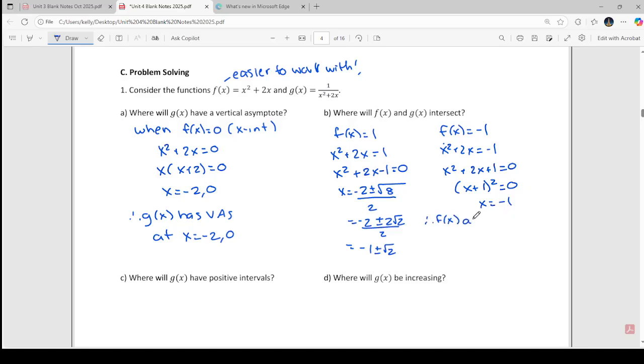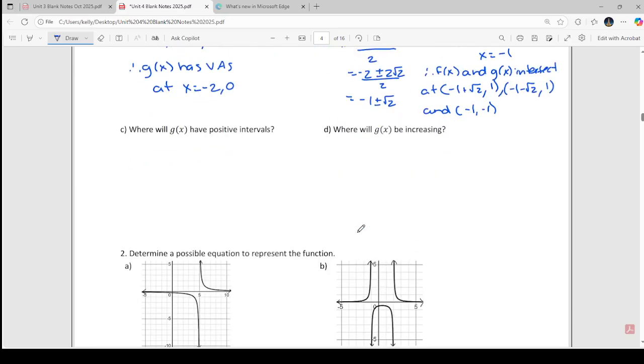So then f and g intersect at 3 points. The first point has an x value of -1 plus root 2, and remember, our y value was 1. Our next point will be -1 minus root 2 with a y value of 1. And our third point has an x value of -1 and a y value of -1. So 3 points where these two graphs will intersect, and only these 3 points.